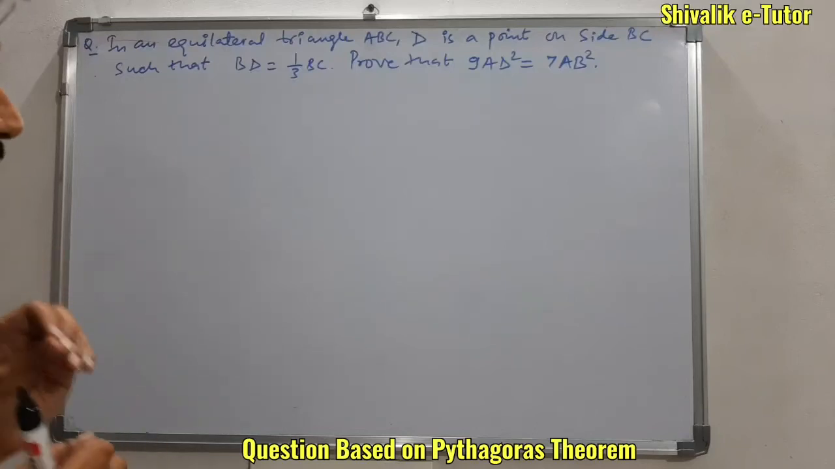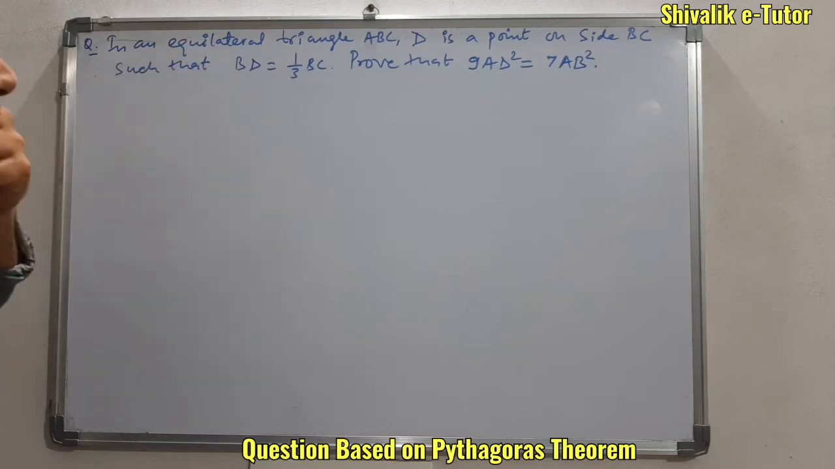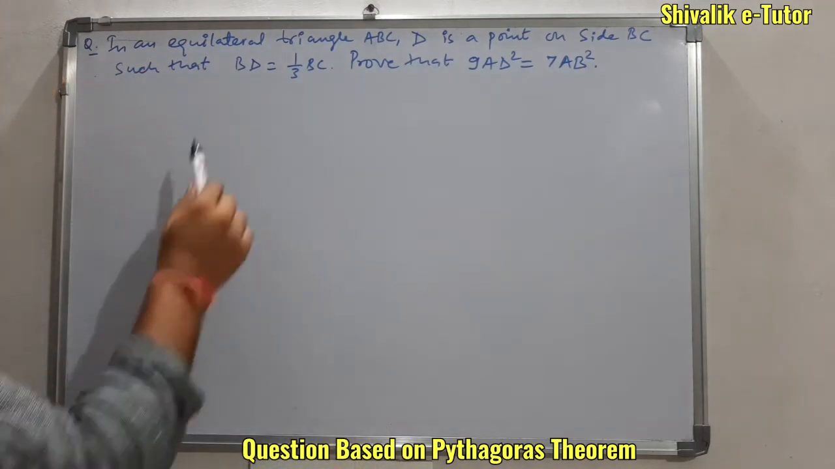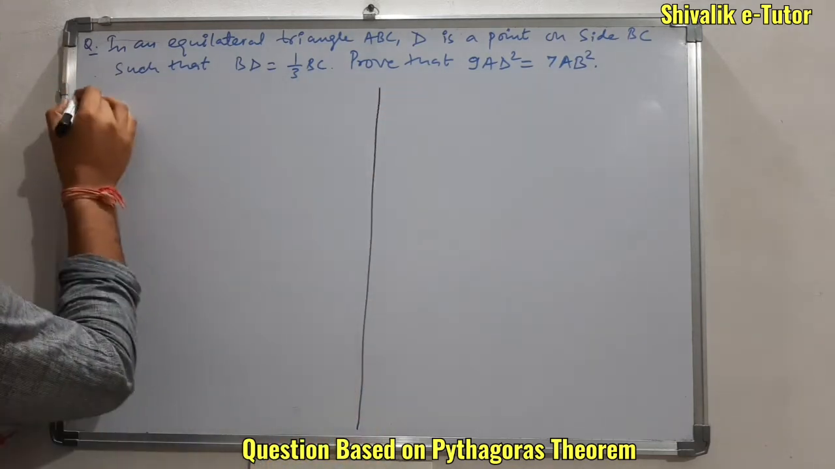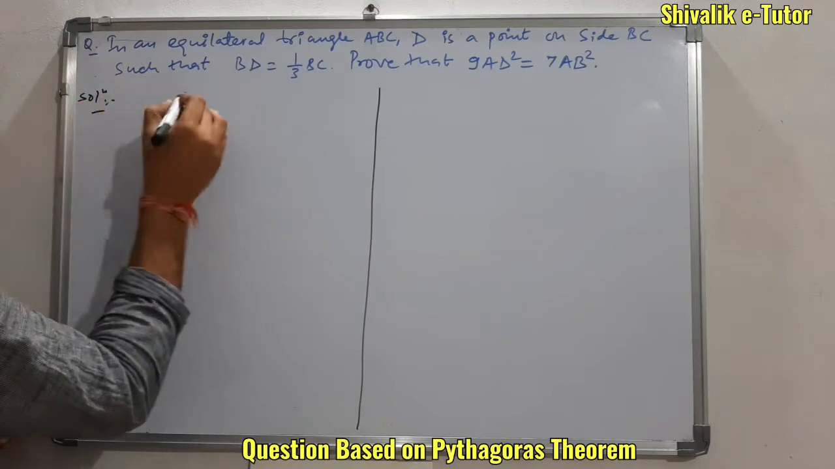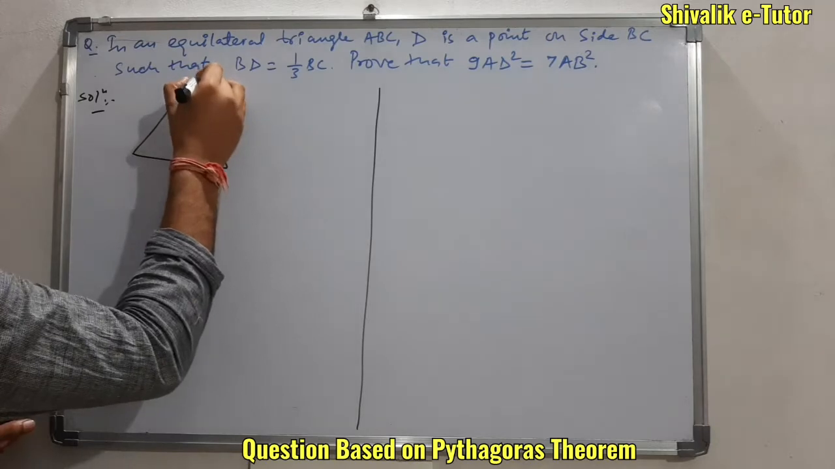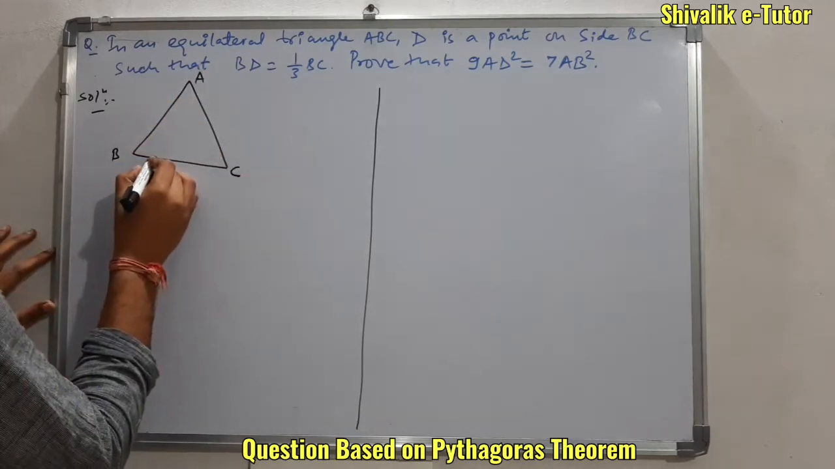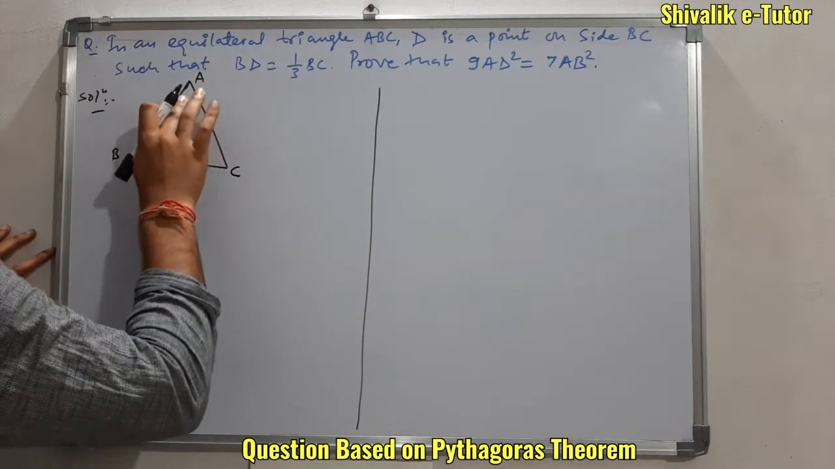The best question of this chapter, I can say. We have an equilateral triangle ABC, and we are taking a point D on side BC such that BD is 1/3 of BC. So let us try to solve this. The question is like this: we have triangle ABC which is equilateral. Let us call it A, B, and C, and we have to take one point here D, which is in such a way that BD is 1/3 of BC.